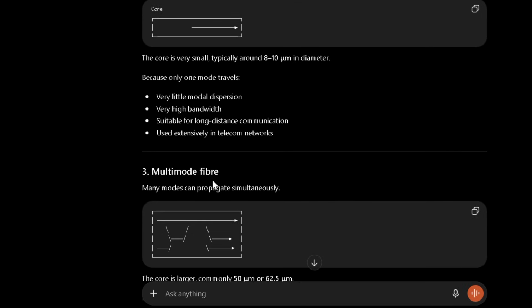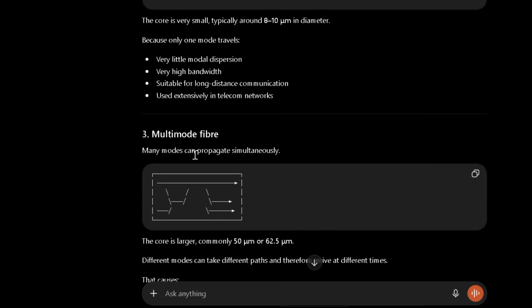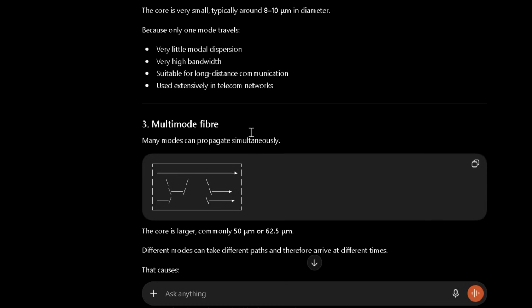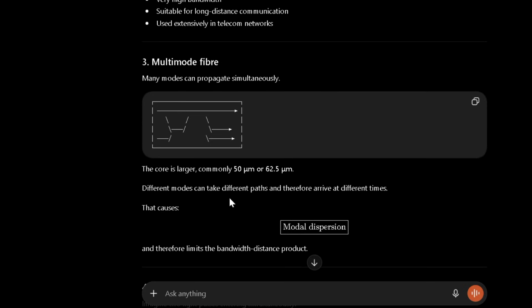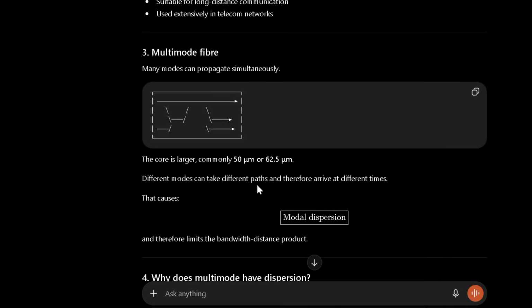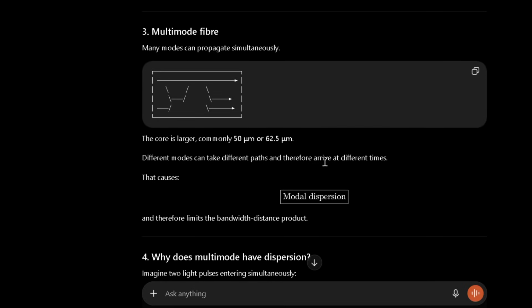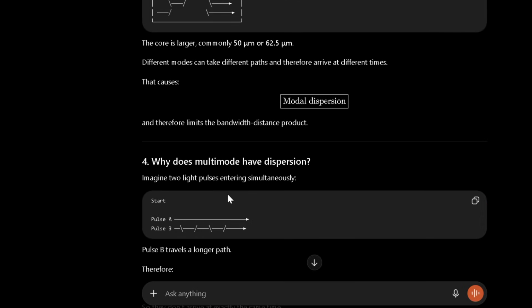In multimode fiber, many modes can propagate simultaneously. The core is larger, commonly 50 micrometers or 62.5 micrometers. Different modes can take different paths and therefore arrive at different times. That causes modal dispersion and therefore limits the bandwidth distance product.